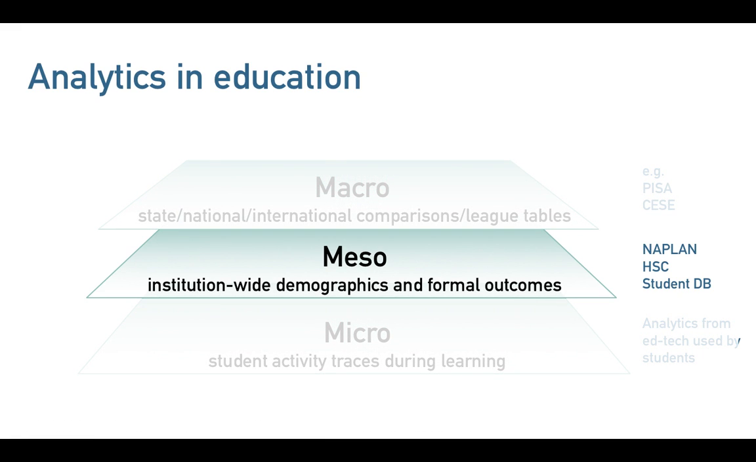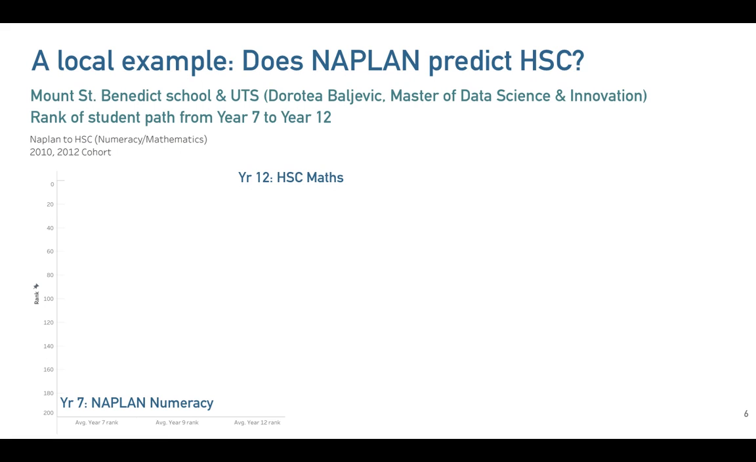Okay, so we've had a little bit of work going on. We've got the principal of Mount St. Benedict here, and one of our data science students, Dorothea, did some work with them. So we have data science students here at UTS who are looking for three-month projects, and some of them are getting interested in education as a space to work in. And they have been learning statistics, visualization, machine learning, how to bring data sets together that are siloed. And you could have one of them in your school if you wanted to pitch a project.